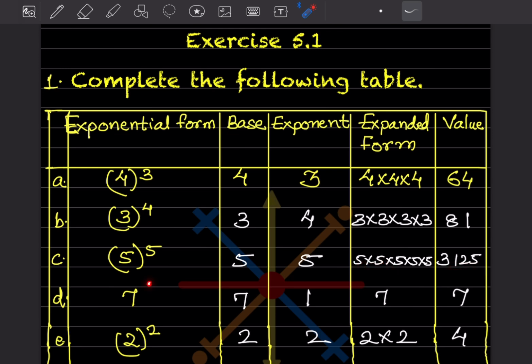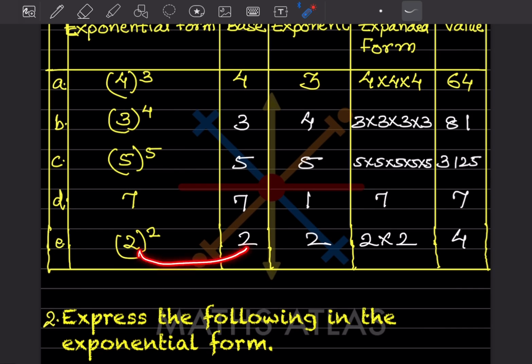Here there is no exponent. Wherever there is no exponent, that always means the exponent is 1. So this is the base, this is the exponent, and this 1 time is the expanded form, which is just 7, and the value is 7. For this one, this is the base, this is the exponent. Then you are going to multiply this 2 times, and that is going to be 2 to the 4.